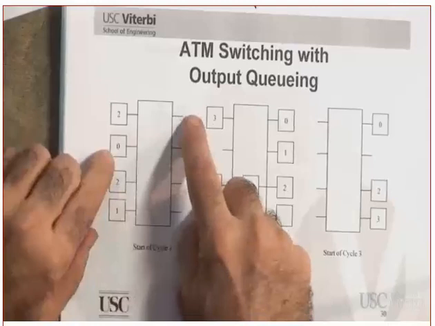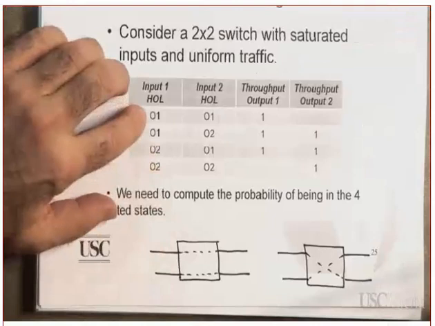If it is 1/4, in other words, the probability of this is 1/4. The probability of this is 1/4. The probability of this is 1/4. Yes? What is the total for output 1? Output 1, remember, there is a cell here. There is no cell here. Why is there no cell here? There is no cell here because they are destined to the second output. So what is the throughput?